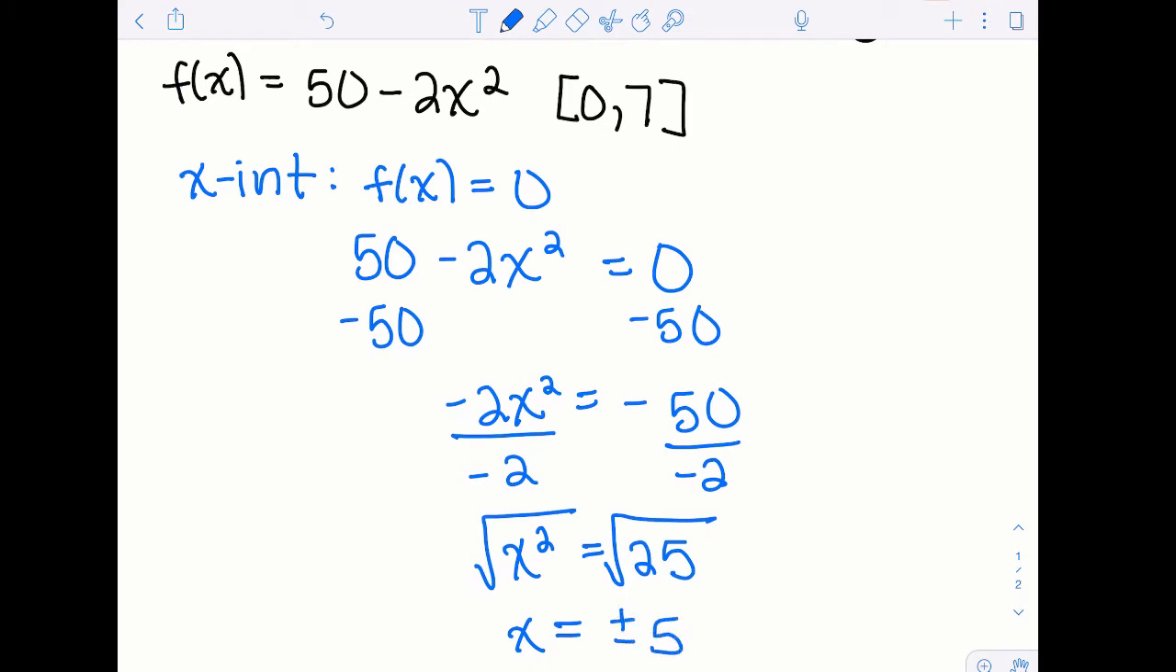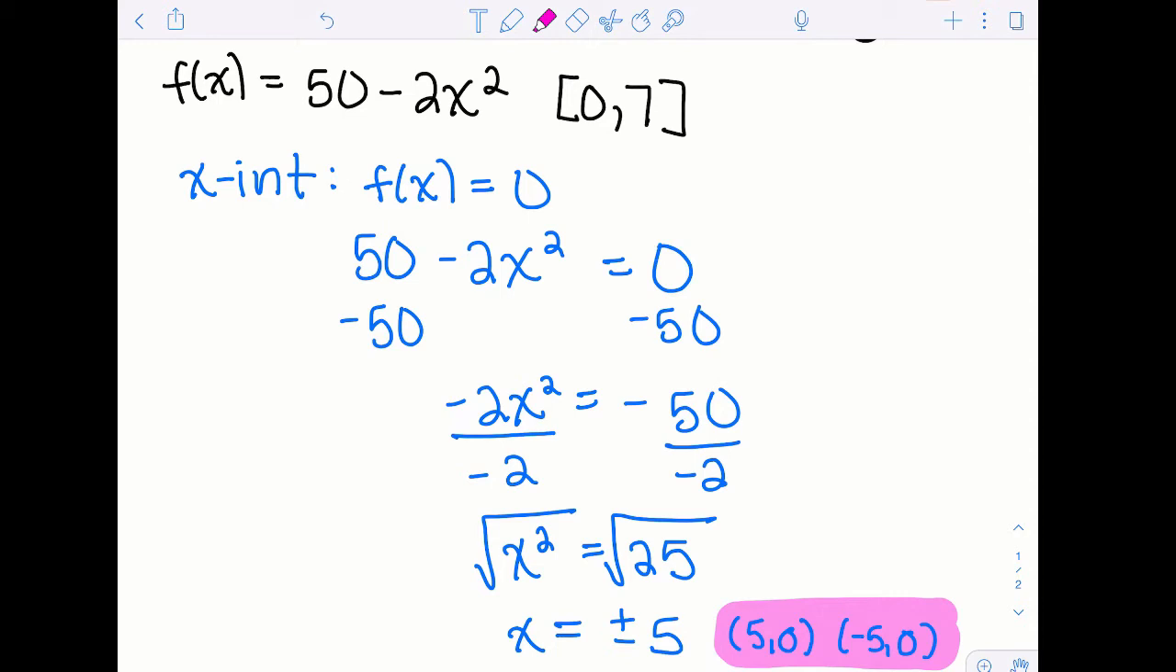And when I do that, I get two values. I get positive 5 and negative 5. If I wrote these as ordered pairs, that would mean on my graph I have the points (5, 0) and (-5, 0). These zeros are our x-intercepts. So this is the place where the graph can change from positive to negative.